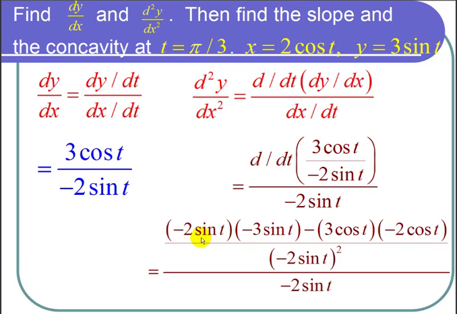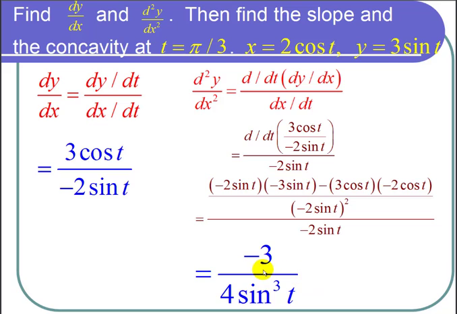So now let's simplify this. Notice that this becomes a positive 6 sine squared t plus 6 cosine squared t. And sine squared plus cosine squared is 1. So this whole top just becomes a 6. I have a sine squared t and a sine t in the denominator, so that becomes a sine cubed t. And if I take 6 and divide by 8, I get 3/4, and I still have this negative sign. So I get negative 3 over 4 sine cubed of t. And there's my second derivative.